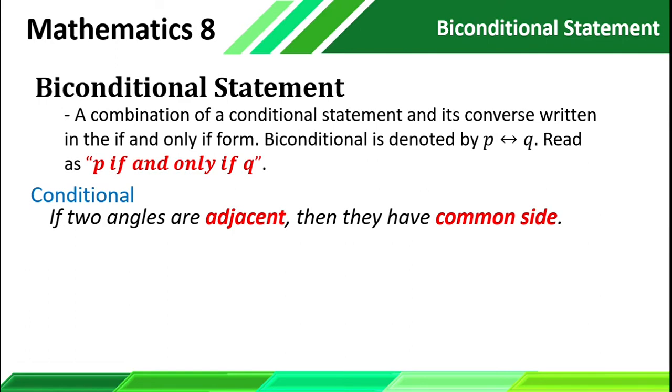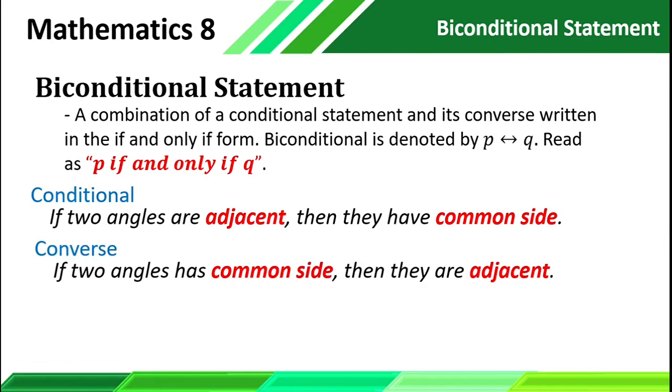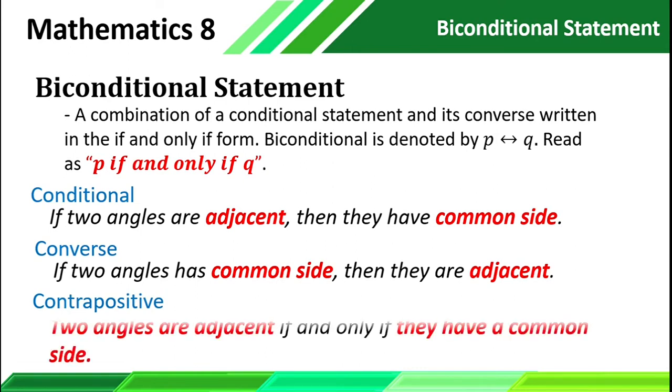When we convert this one into converse, it will become, if two angles has a common side, then they are adjacent. We know that our conditional and our converse statement are all true. Therefore, we can transform these sentences into biconditional statement. It will become, two angles are adjacent if and only if they have a common side. So that is how we create a biconditional statement if the conditional and the converse statement are both true.